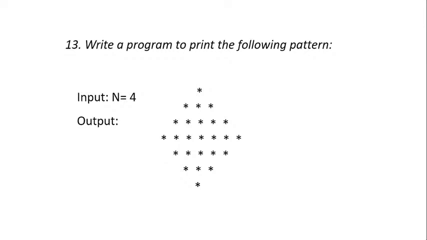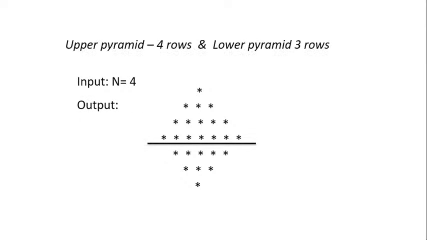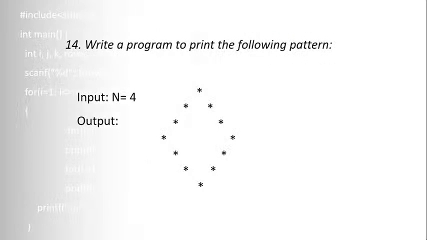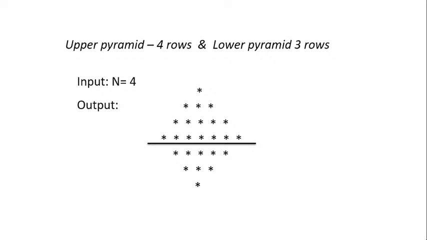So what am I doing? The code remains the same. The first pyramid is printed in the same order. In the case of the second pyramid, that is the upside down pyramid, instead of starting it from rows, I am starting it from one value lesser, rows minus one. That's why I'm getting this particular output.